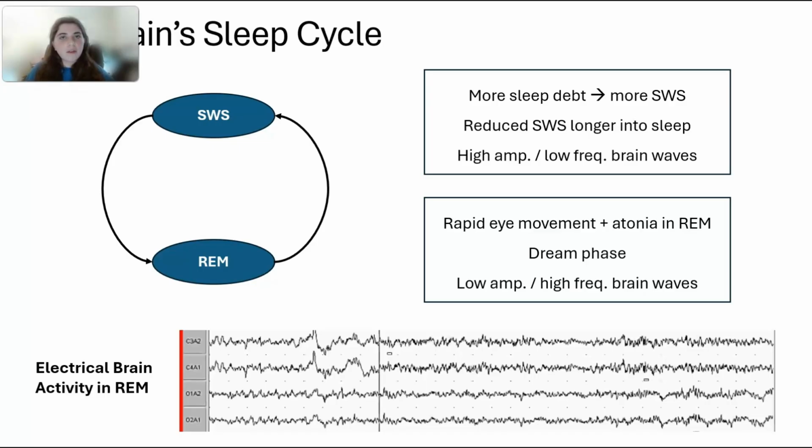So now to cover a little bit more about the intricacies of slow wave sleep versus REM sleep. During slow wave sleep, you're going to have larger durations of slow wave sleep in the early stages of sleep. However, as you get deeper into a period of sleep, there's going to be reduced amounts of slow wave sleep, and the amount of REM sleep that you exhibit is going to increase.